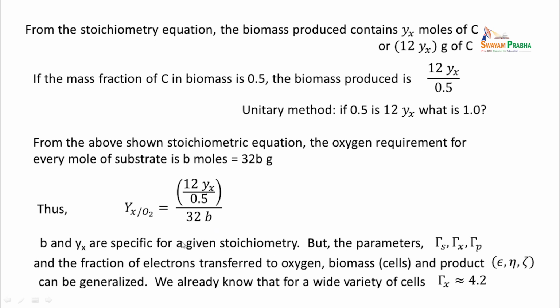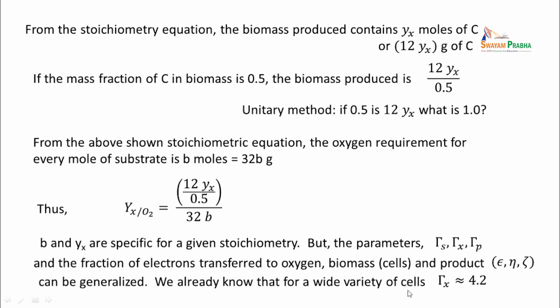So you need to know the actual conditions to be able to estimate these if we talk in terms of B and Yx. But we said that the advantage of this method is that we have thumb rule values for certain quantities, and we can use those thumb rule values to get quick estimates. Those quantities could be gamma S, gamma X, gamma P, and the fraction of electrons transferred to oxygen, biomass, or product, that is epsilon, eta, and xi. These are the ones that can be somewhat generalized. We have some thumb rule values that we can quickly use to estimate.